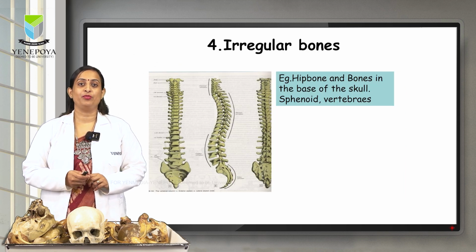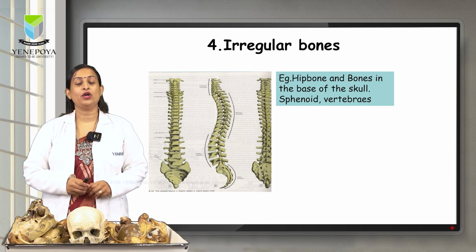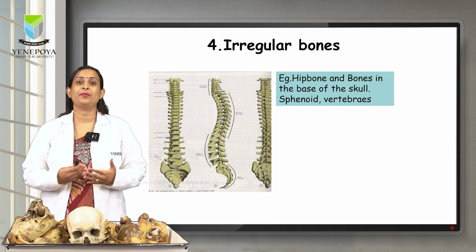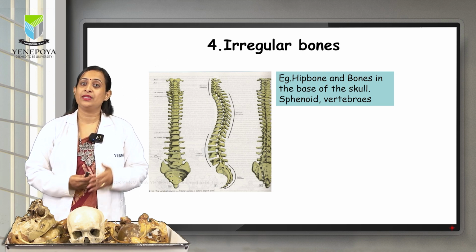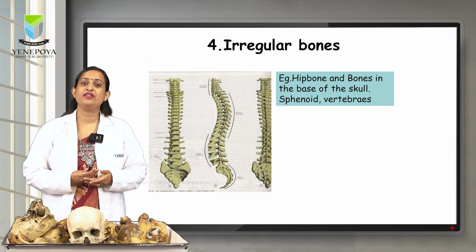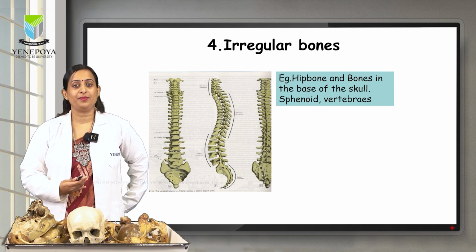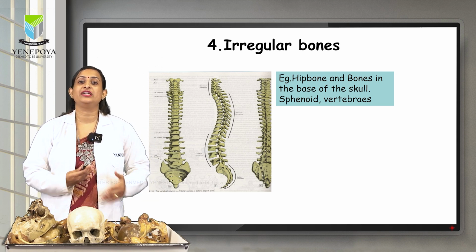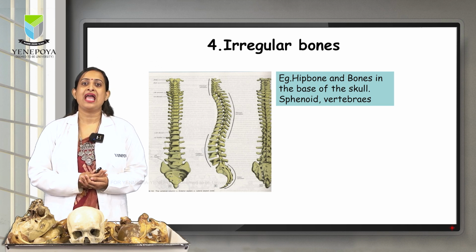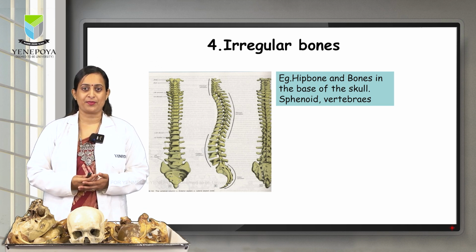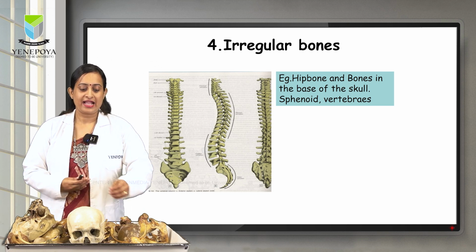The fourth type of bone is the irregular bone. These bones are basically the ones present in the hip bone, the bones in the base of the skull, the sphenoid, and the vertebrae. The entire vertebral column is made up of different types of vertebrae. There are 33 vertebrae and these are all irregular in shape. So they come under the category of irregular bones.